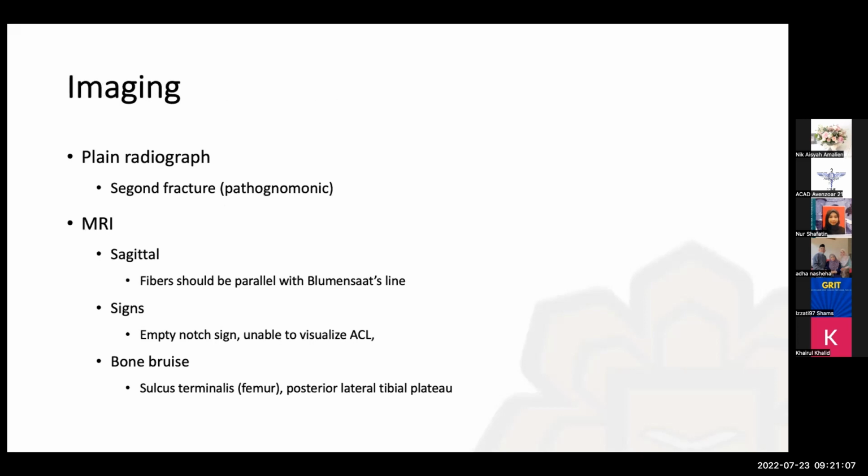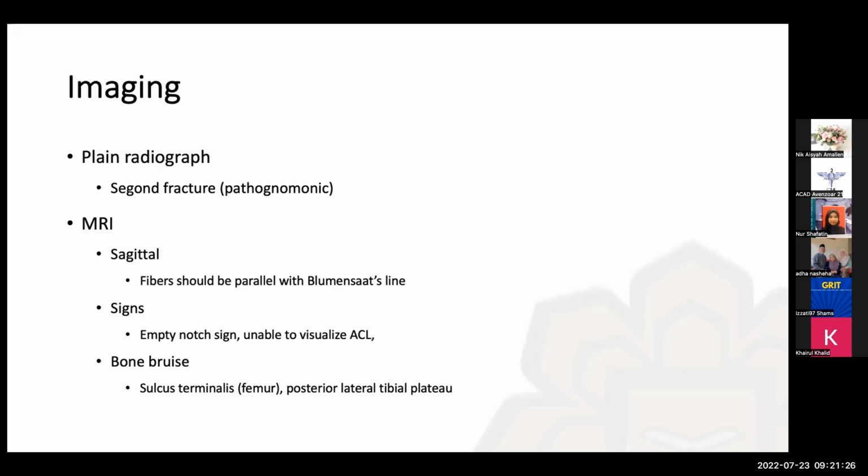Okay, for imaging, Segond fracture, I will show a picture later. Okay. So let's say you have reached the diagnosis, after discussing everything, then you say my diagnosis is ACL injury. Okay. Then what do you want to do next?